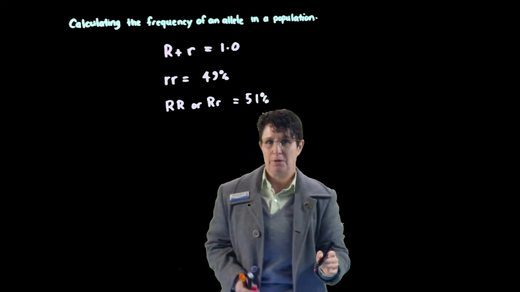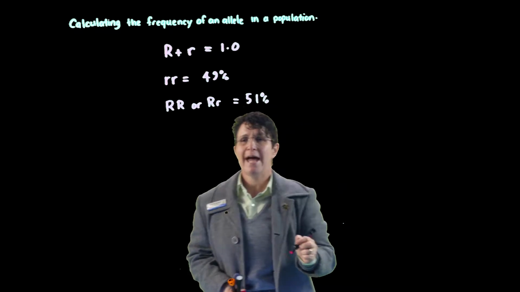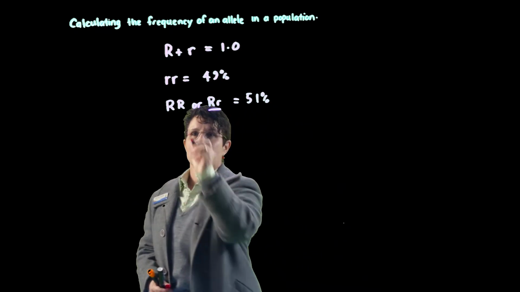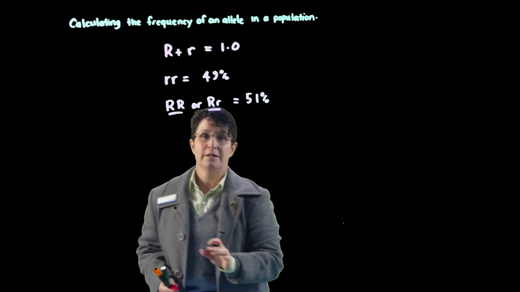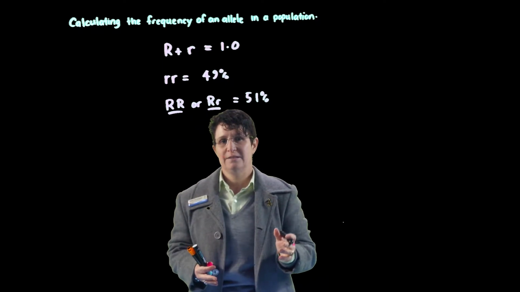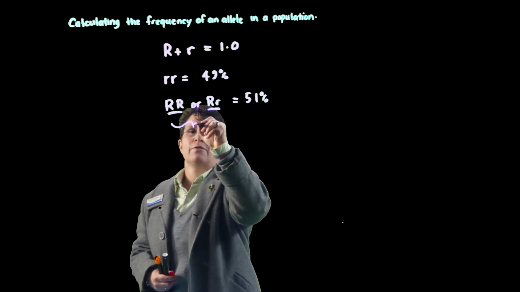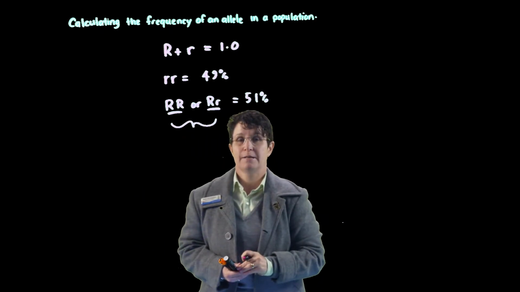Now, this is pretty simple so far, but how do we calculate the numbers of individuals that are heterozygous versus homozygous dominant if we can't actually see them? We can only see the phenotype that's resultant from this, being that whole 51%.